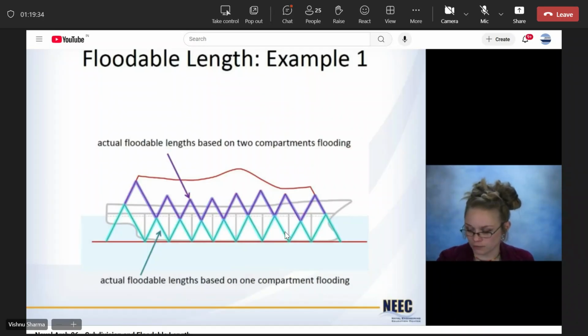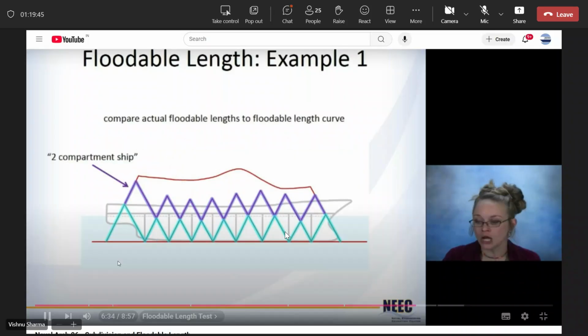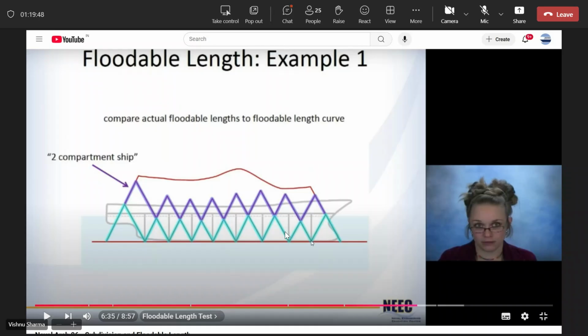And then you can trace over them. You can trace the actual floodable lengths for the one compartment flooding, that's the lower teal line. And then you can trace the actual floodable lengths for the two compartment flooding, that's the purple line. All right, you compare. Now you see, guys, this light greenish one, you see these vertices of these triangles, they are basically the lines for one compartment each. Right? These purple vertices are from two compartments. This line is from here, and this line is from the second compartment, and then you are getting two compartment vertices here. These are single compartment vertices, and these purple ones are two compartment vertices.